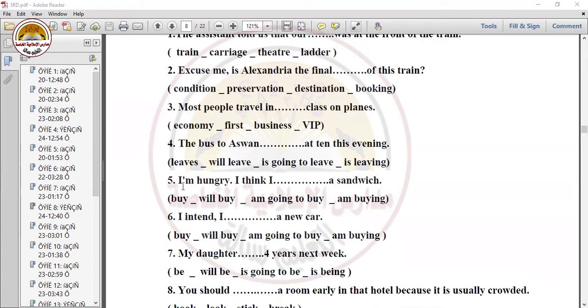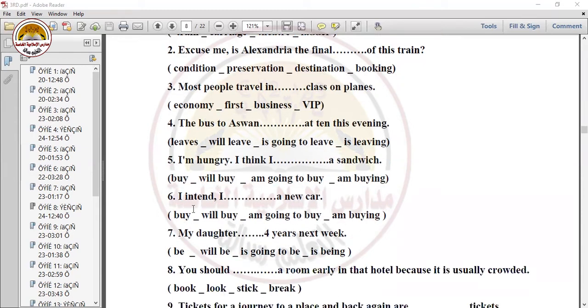Well done, Ahmed. Number five, I'm hungry. I think I blank a sandwich: I buy, I will buy, I'm going to buy, I'm buying. I will. Very good, yes. If we have think, I think I will buy a sandwich. I will buy a sandwich, yes.